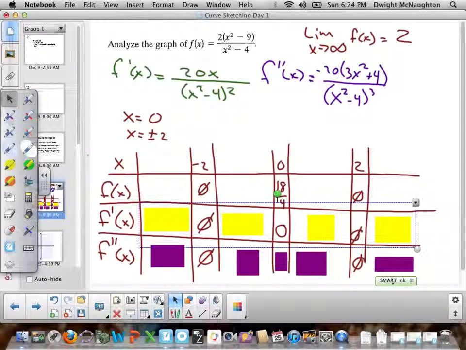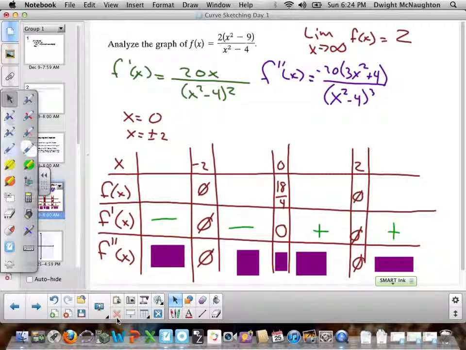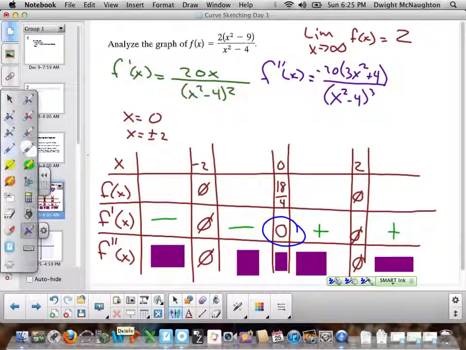For the first derivative, we get our signs. It's negative between negative infinity and negative 2. It's negative between negative 2 and 0. Between 0 and 2, the first derivative is positive, and beyond 2, the first derivative is positive as well. We can see that right here, we have a relative minimum because the first derivative changes from negative to positive.